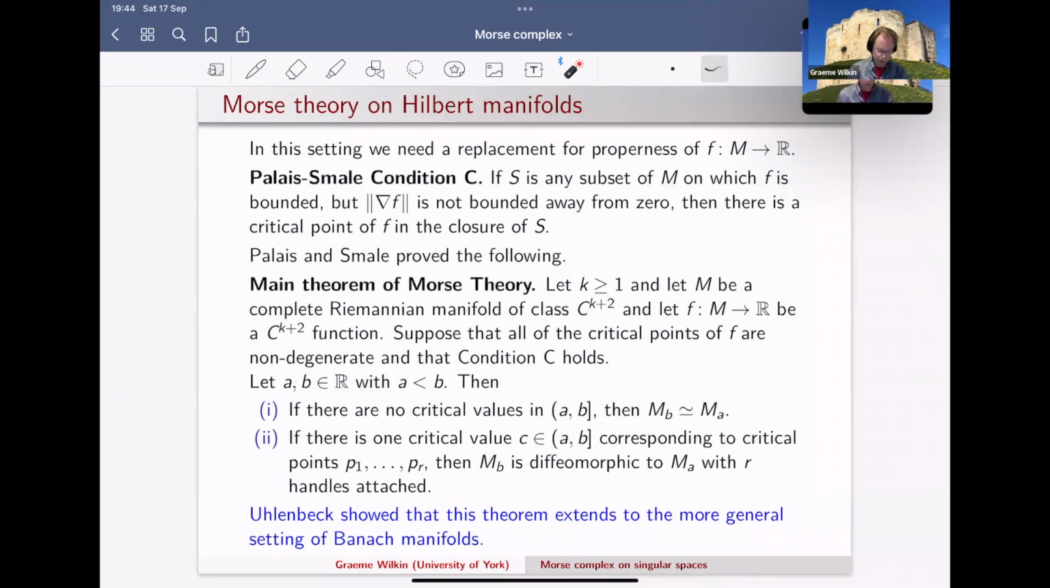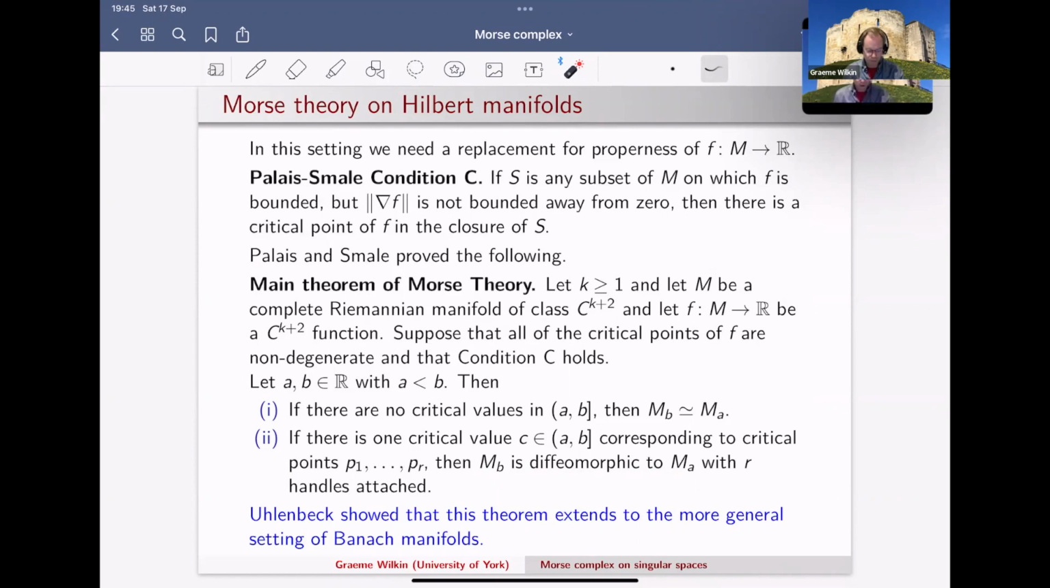So if we have that, with condition C in hand, then under these conditions here, an analog of the main theorem of Morse theory works. This is stated in terms of handle attachments and diffeomorphisms, as in Palais' famous paper, Morse Theory on Hilbert Manifolds. But the idea is essentially the same as the previous one. So it's condition C that makes all of this work.